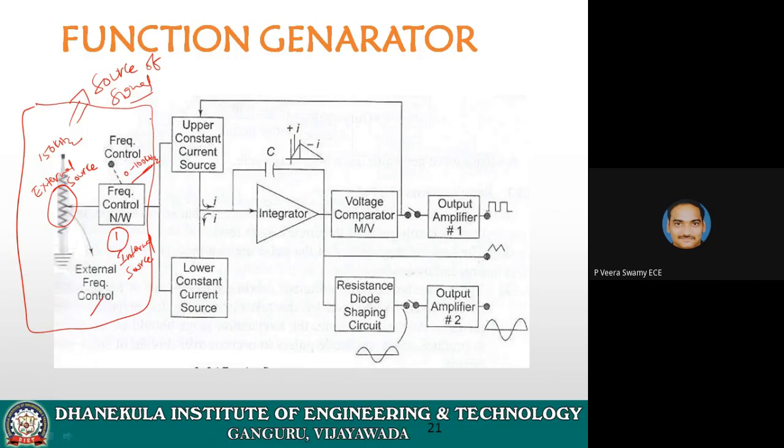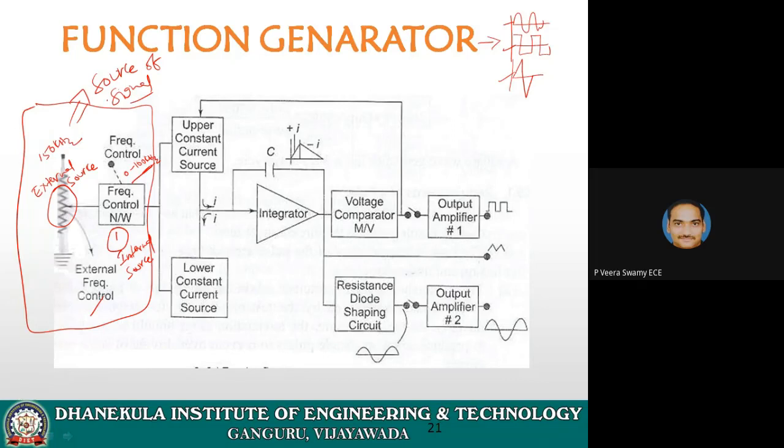So this is nothing but the source of signal. Here the function generator is used to generate three waveforms: sinusoidal, square, and triangle. Of course, in our laboratory also we have a function generator which is able to generate these three types of waveforms simultaneously.